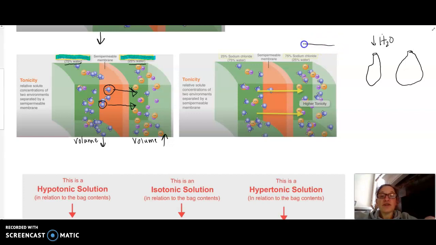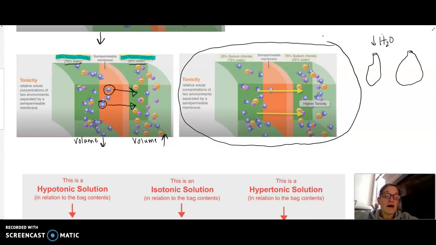And so in this picture here, you see the outcome of osmosis. Water moved from where there was more water, in a 25% sodium chloride because it's more diluted, to where there was less water, in a 75% salt solution, where there was less water and more sodium chloride. And so water will move in that direction. Water moves from where there is high water to where there is low water.